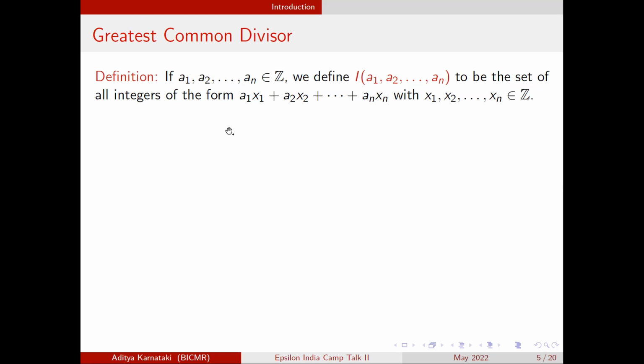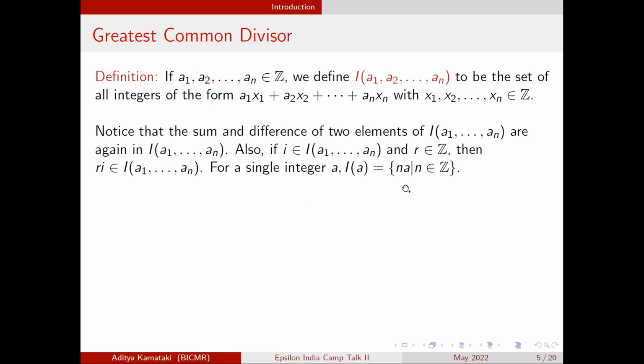Yeah. All right. So the key thing to notice is that the sum and difference of any 2 elements of this set are again in the same set, because if you subtract a1 x1 plus a2 x2 from say a1 y1 plus a2 y2, you're going to get a1 times y1 minus x1 plus a2 times y2 minus x2, and that is still an integer combination of this form. Is that clear to everybody?